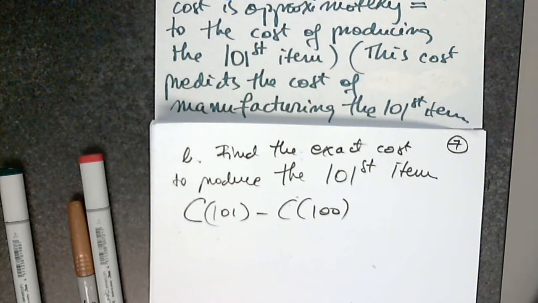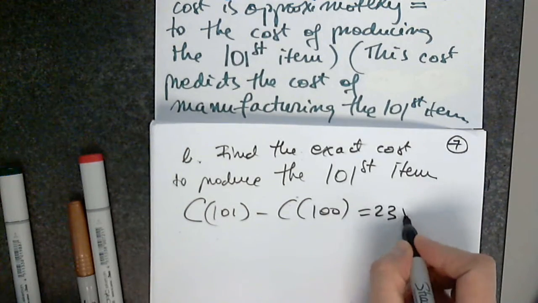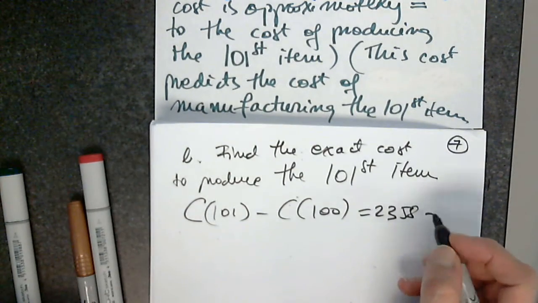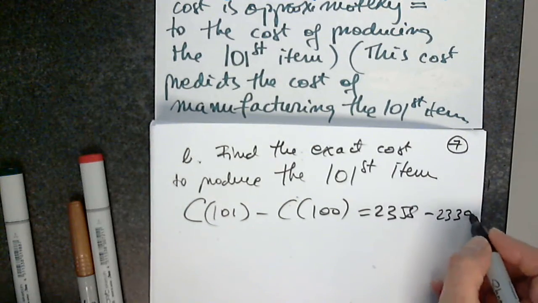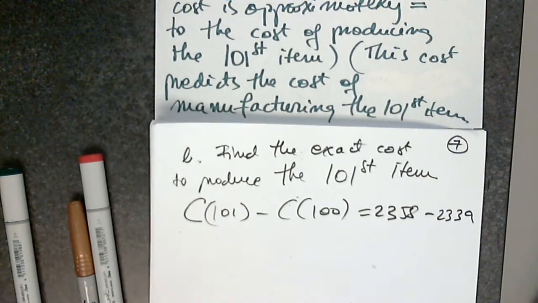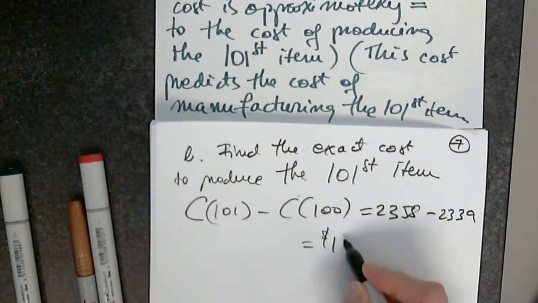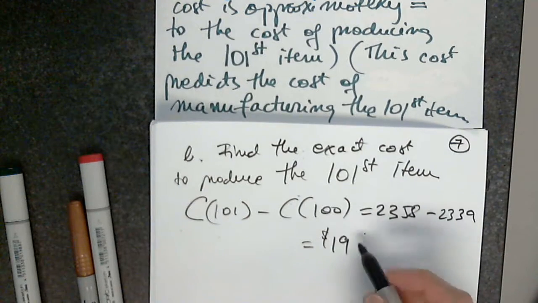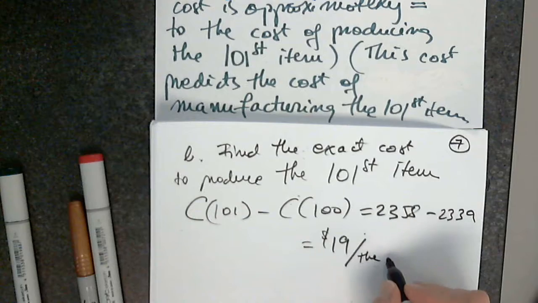Okay, so let's see. To manufacture 101, I have 2358. And to manufacture 100, I have 2339. And what is the difference? 19. Okay, so this is the price of the 101st item.